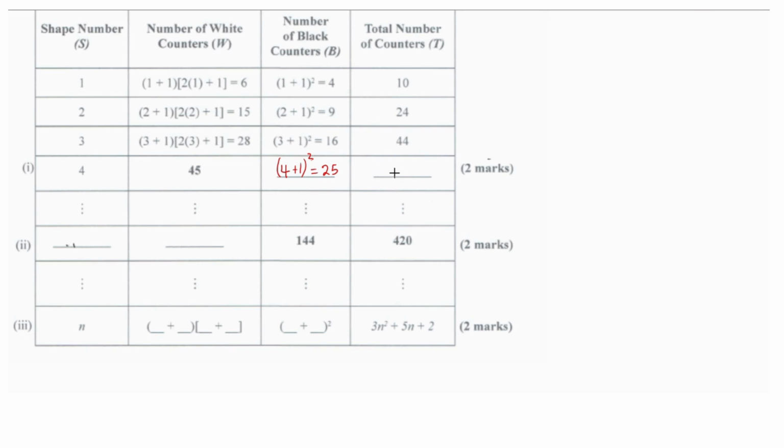Okay, for this part of the question now, we know that the shape is shape number 4. And if you notice, for the total number of counters, we have a formula down here. So all we need to do is to input the value of n, because n here has to do with the position of the shape. So what we have there is 3n squared, so n is 4. So 4 squared is 16 times 3, that gives 48.